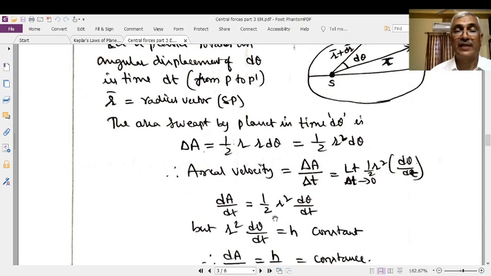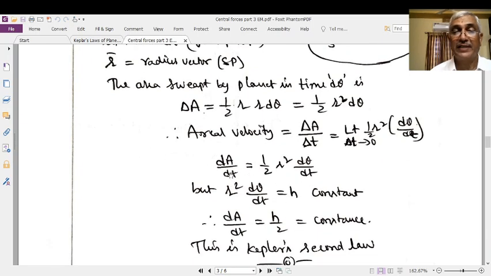Now the areal velocity, delta A by delta t, means the area covered in unit time, which is the limit as delta t tends to 0 of half r square d theta by dt. We simply write it as dA by dt. Therefore, areal velocity dA by dt is equal to half r square d theta by dt. But r square d theta by dt is a constant h. It is a standard constant we have been using right from the derivation of the equation of motion of a particle under central force.